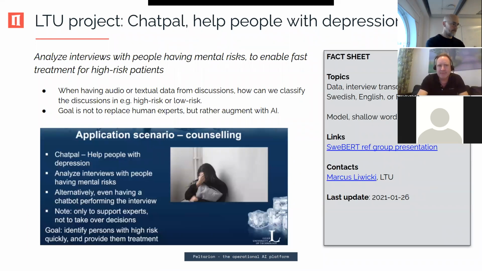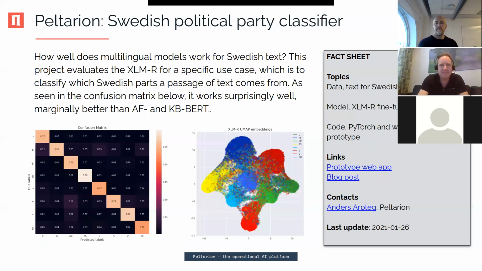We also have an example here from LTU, how they built a chatbot to help people with depression. They use a bit of a different type of model, these kind of shallow word embeddings, but we're able to make that work surprisingly well. And you have a link with contact information for that here as well.